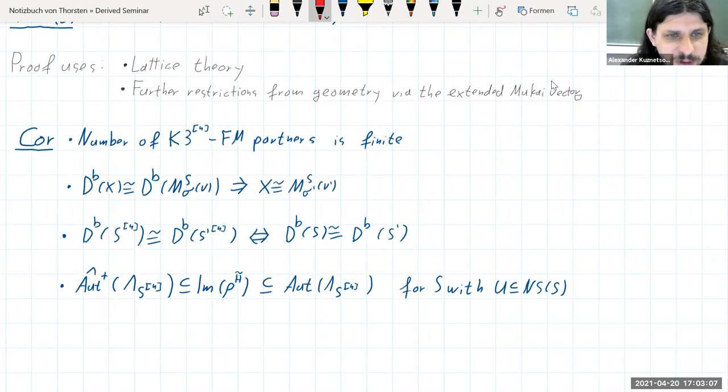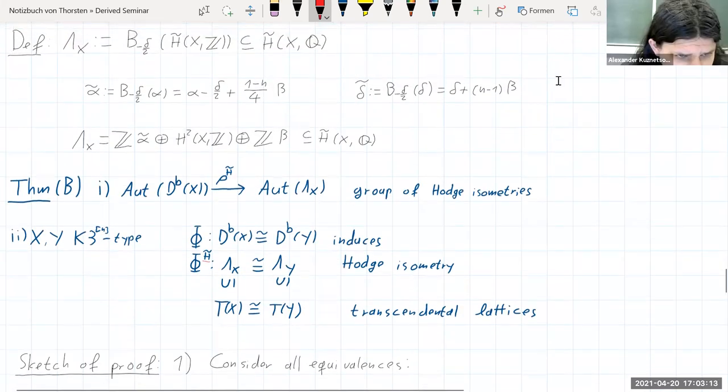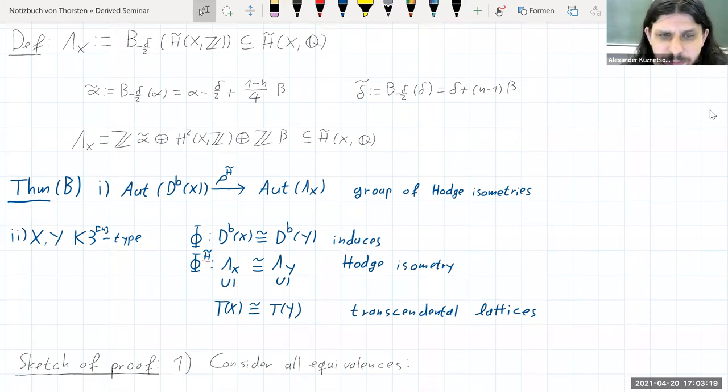Can I ask about the last theorem? Yes, of course. So do you expect the converse of the second part to be true? If you have a Hodge isometry between these lambda lattices, does it give rise to a derived equivalence?